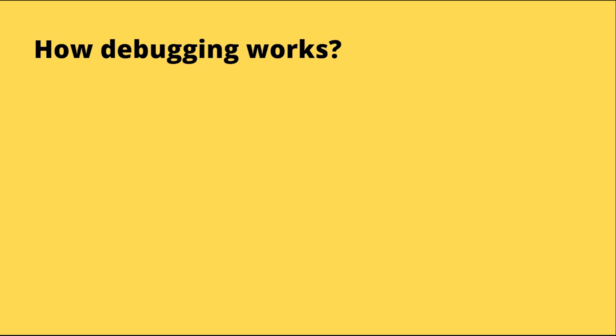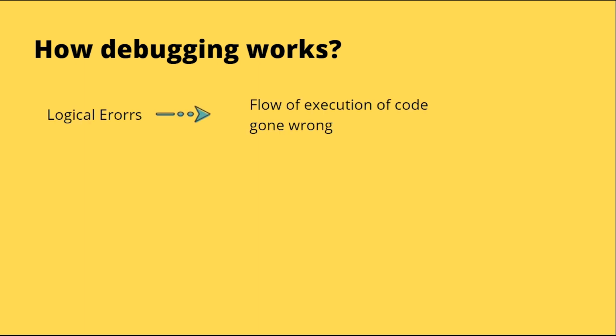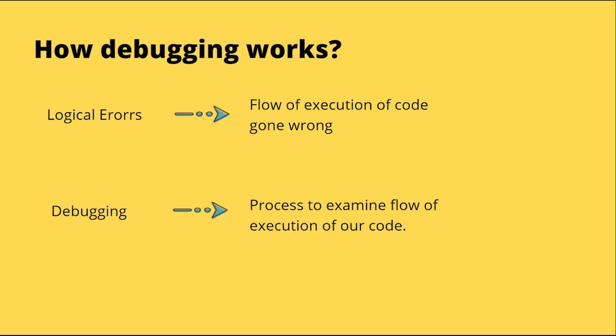Well, I want you to answer a simple question. When do you say that there is a logical error in your code? I'm guessing probably when your code doesn't execute according to your logic, according to your algorithm, as you have expected it to be. So I would say we have logical errors in our code when the flow of execution of our code goes wrong. So in order to find logical errors in your code, we need to examine the flow of execution of code. And there we got a new definition of debugging. Debugging is nothing but a process to examine the flow of execution of our code. And if we can examine the flow of execution of our code, we can easily find the logical errors.